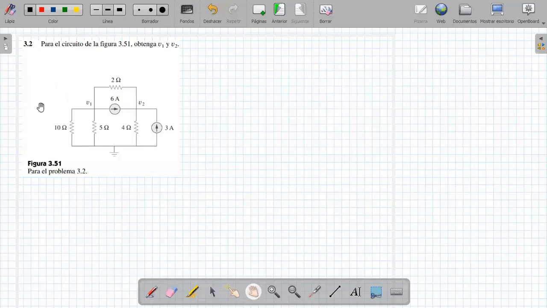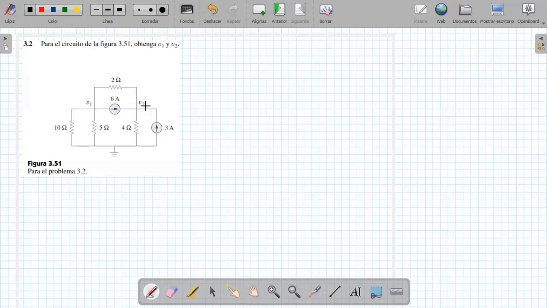Good morning, mates. The next exercise that we are going to solve is exercise 3.2 of the Fundamentals of Electrical Circuits. Here in this exercise we are asked to determine the voltages V1 and V2 previously indicated.